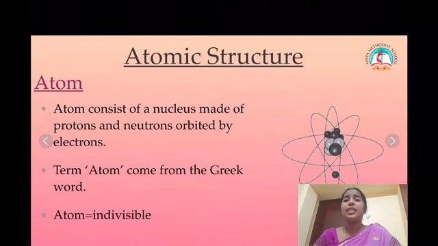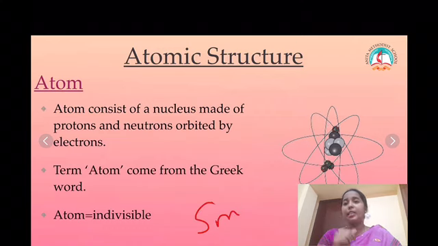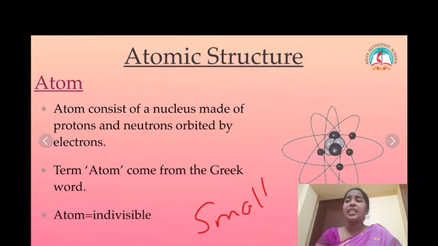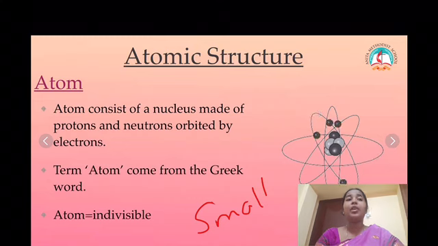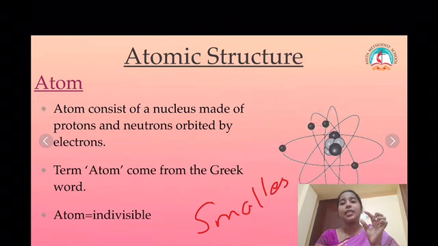Okay, so what is an atom? Atom means a small particle. Atom is derived from a Greek word. So atom means what? It is indivisible. That means the smallest thing that cannot be divided.